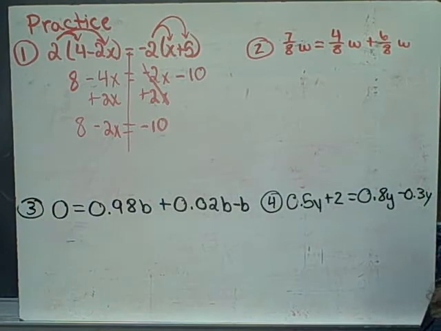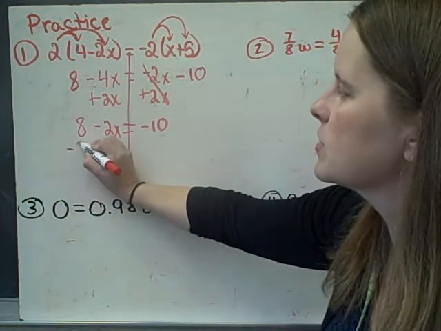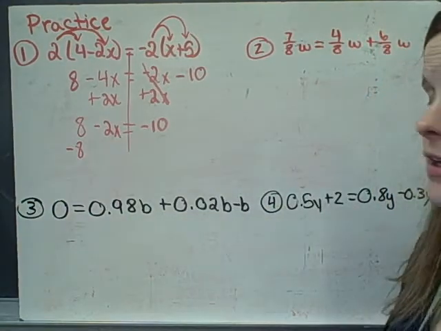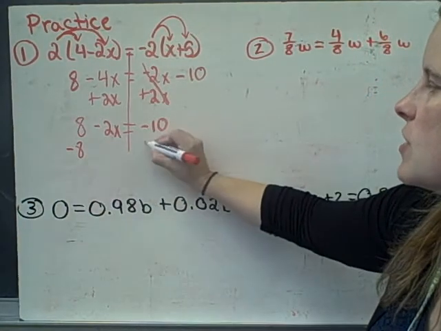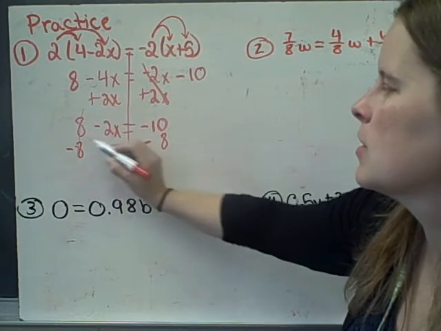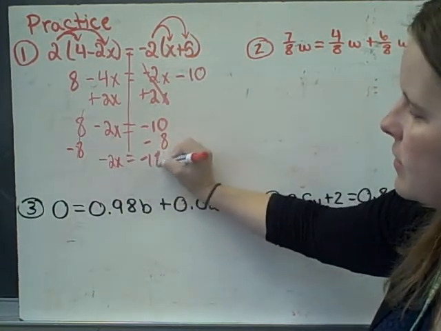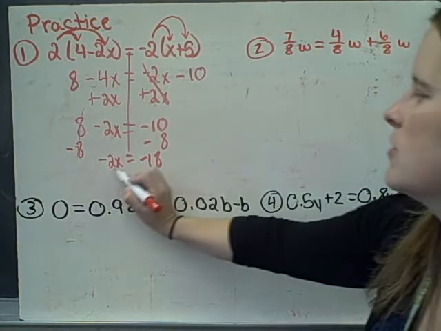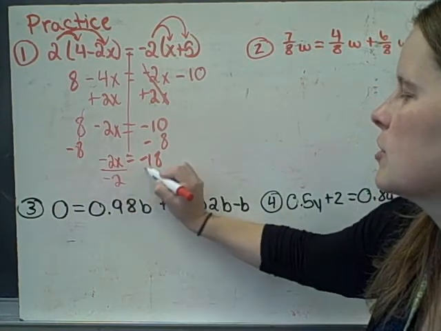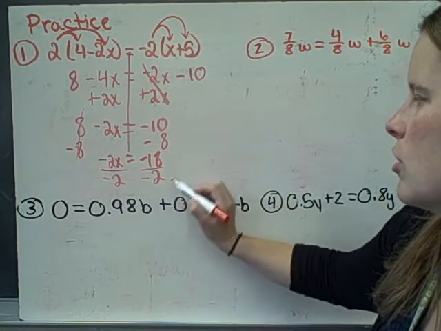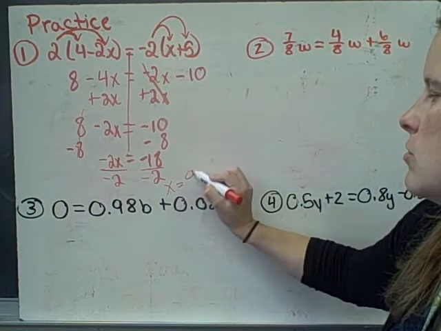Okay? And then I got to get my 8 over there. So let's subtract 8 from both sides, because this is a positive 8, right? So let's subtract it from both sides. We have negative 2x's equaling negative 18. And then I would divide by a negative 2. Okay, so x would equal 9.